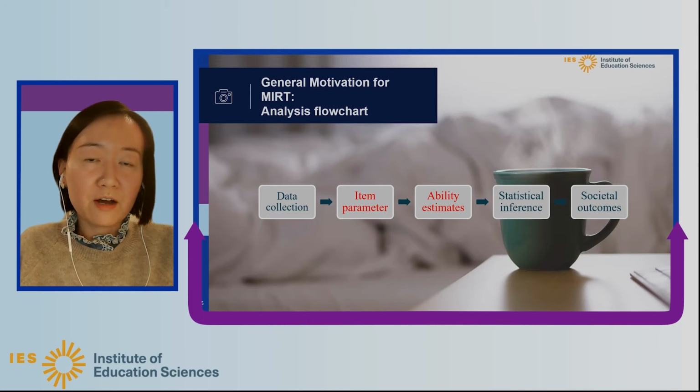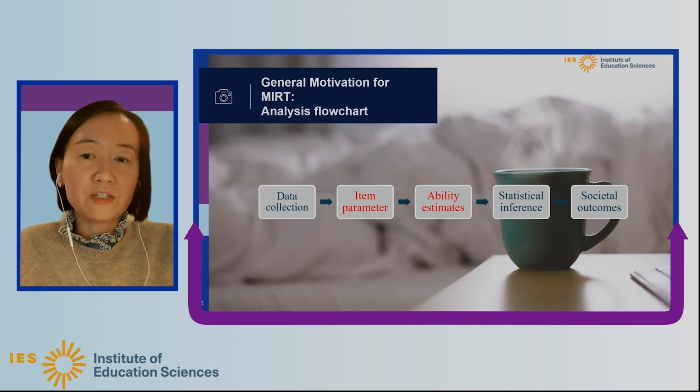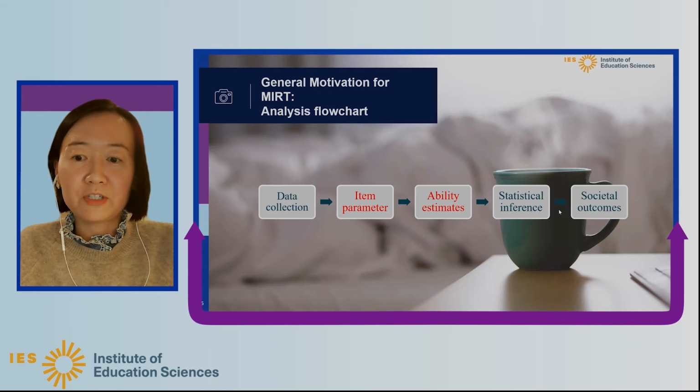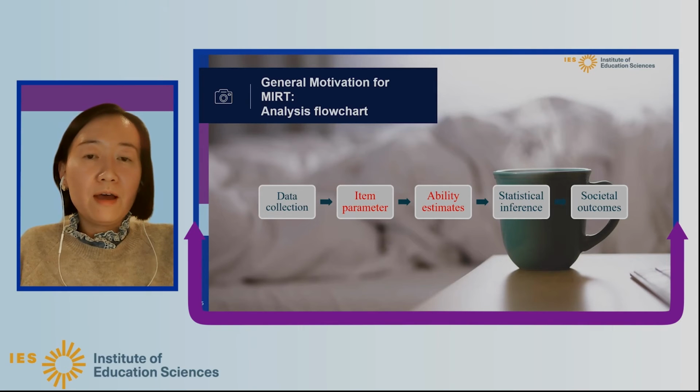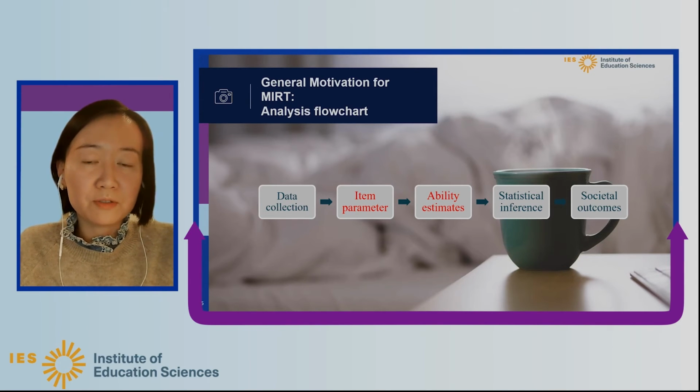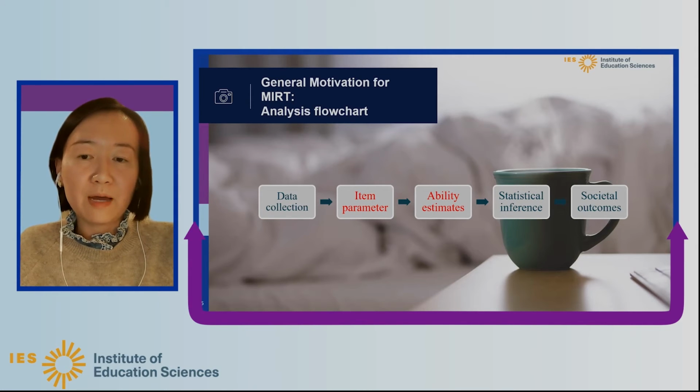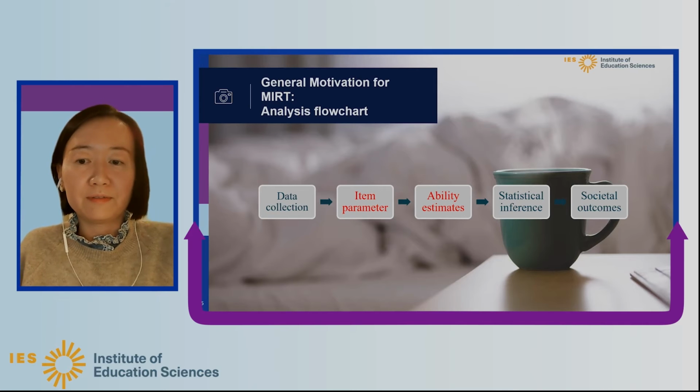After ability estimates are available, the next step is to make statistical inferences, such as establishing the causal relationship between educational intervention and outcomes. And lots of secondary data analysis is done to establish the linkage here. Eventually, the inferences we draw will guide policymaking decisions that potentially have great societal outcomes. The vMERGE software that we developed will contribute to the item parameter and ability estimate steps highlighted here in red.